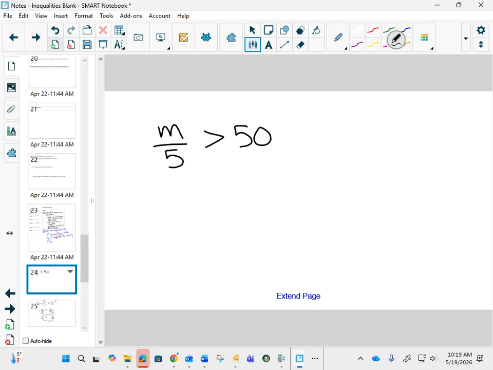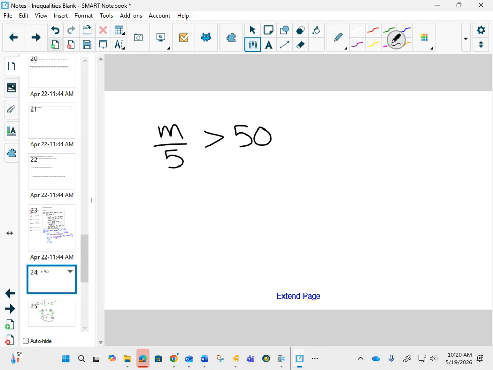We want to figure out a value of m. 250 divided by 5 is exactly equal to 50, so no, it's not bigger than 50. 350 would work. 255 would work. A billion would definitely work. There's lots of numbers that I could plug in for m that, if I divide by 5, work.